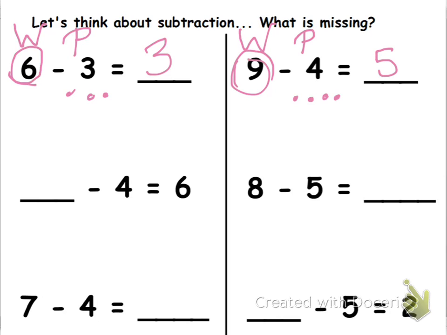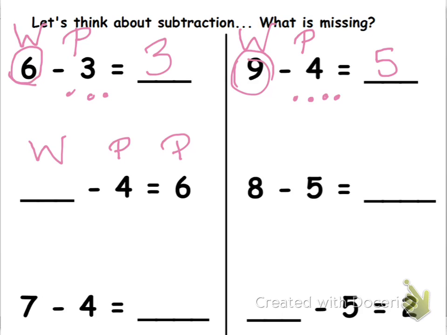Now, looking at this one, we have our whole that is missing, because look, it's blank minus 4 equals 6. This is our whole that is missing. This is a part and this is a part. Now this one's pretty challenging. We will not have any like this. But this is just a little challenge.